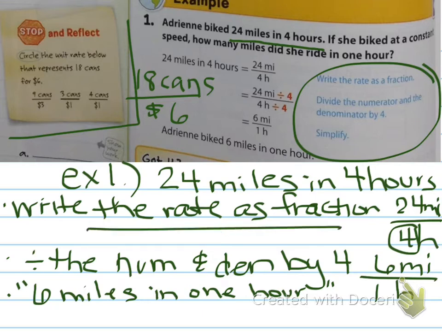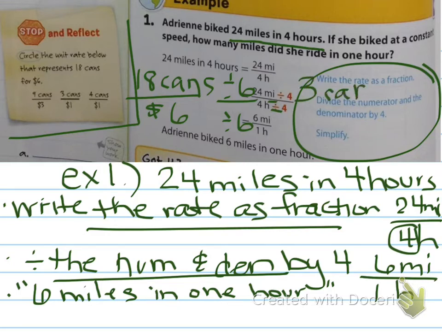We wrote it as a fraction. Now we're going to divide the numerator and denominator. This time we're going to divide by 6 because that's what our denominator is. And we end up with 3 cans for $1. And so the middle answer is the correct answer. And we could also write that as 3 cans for $1, or 3 cans per dollar.